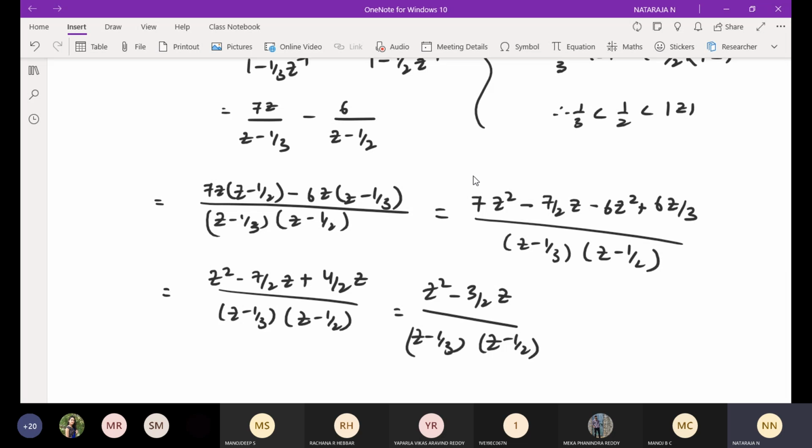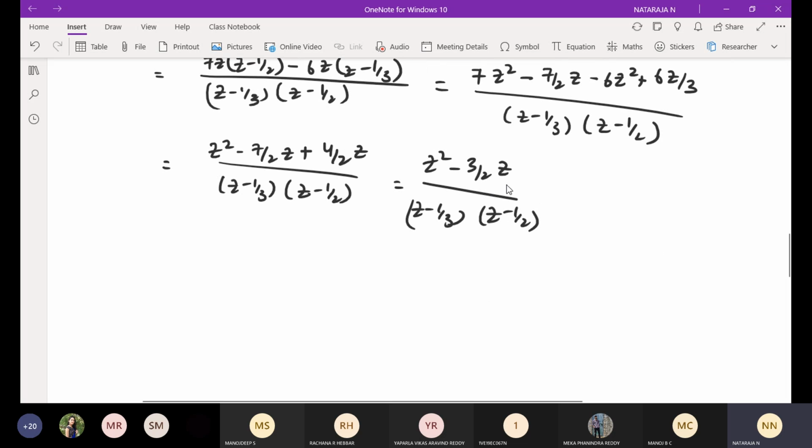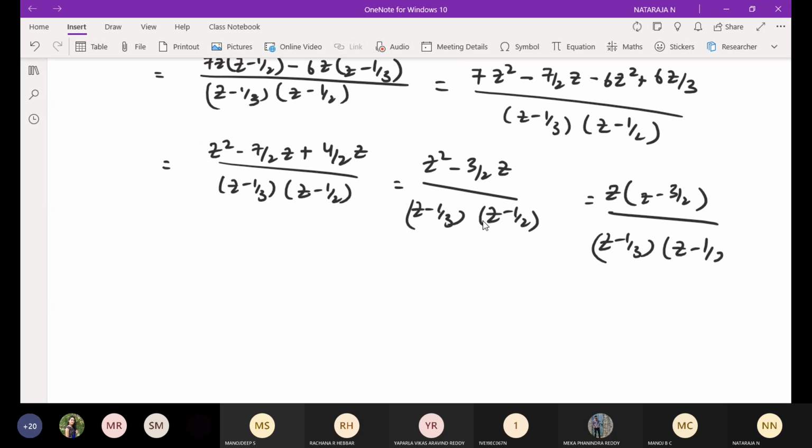We can find poles and zeros now, or else you can stop here. You can take z as a common factor. If I take z common, we get z into (z minus 3/2) divided by (z minus 1/3) into (z minus 1/2).